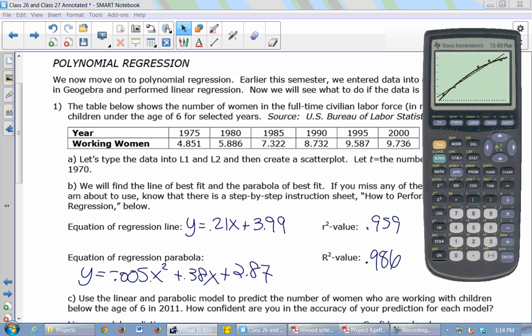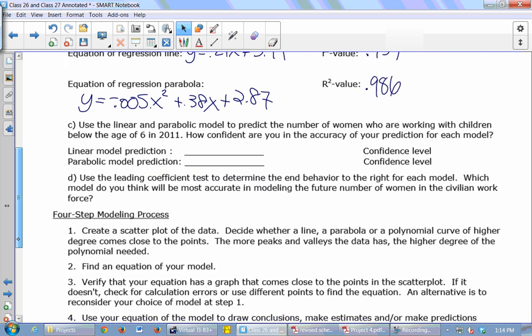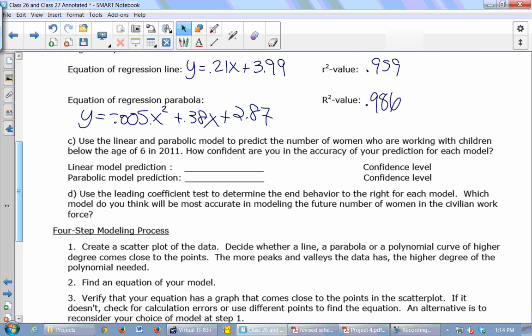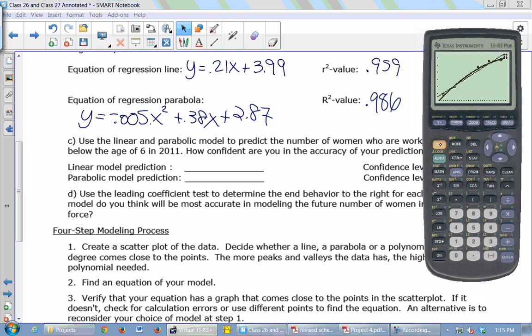All right, so if I want to use the linear and the quadratic model to predict the number of women who are working with children below the age of 6 in 2011. So 2011 is year X or Y in my models? X. What should I plug in for X? 41, good. Because I started measuring time in 1970, so this will be 41 years later. So I'm going to go to my table, and I'm going to type a 41 in for X.